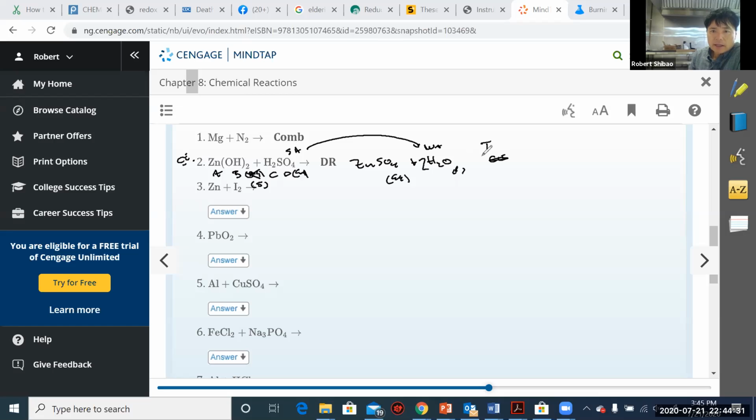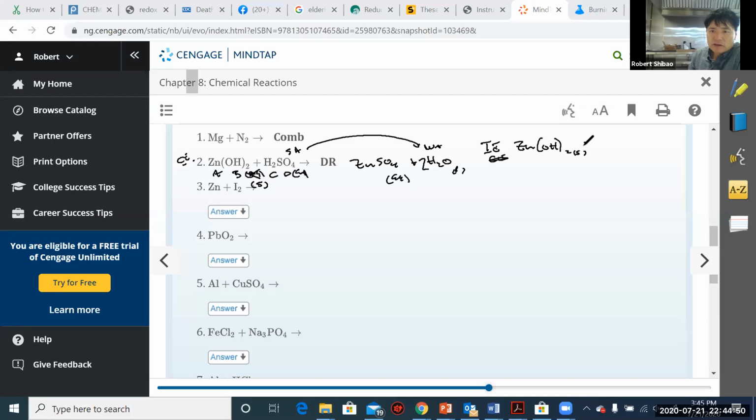Let's go on to the IE here. And so the IE, we dissociate the strong electrolytes. Zinc hydroxide is an insoluble solid. So what we'll do is we'll just leave it alone. If it were soluble, then we'd break it apart. H2SO4 is a strong electrolyte.